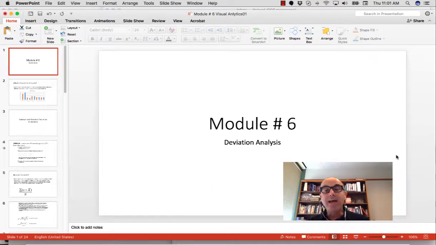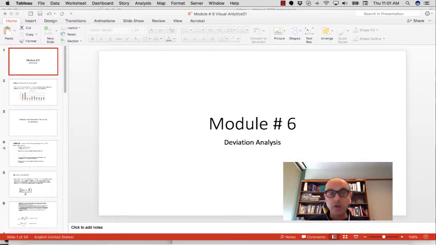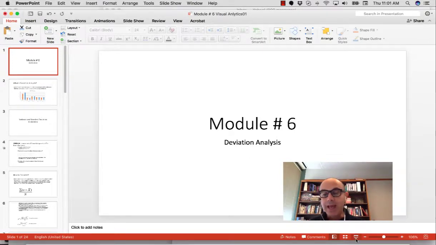Hello and welcome back to module number 6, and the subject of module number 6 is deviation analysis. I will start with our textbook and then I will go back to the idea of deviation analysis in statistics, and in the end I will also show you what Tableau can allow us to do with regard to deviation analysis. So let's begin.